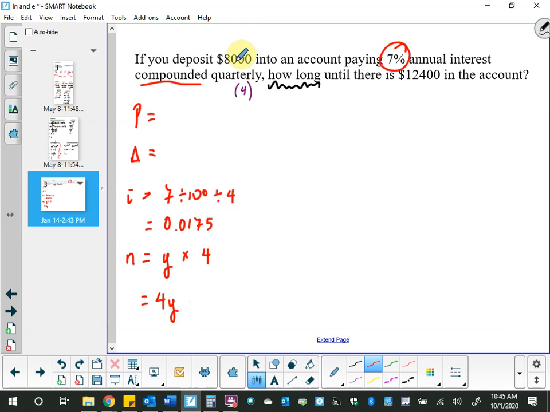I'm depositing $8,000, so that is the principal, the beginning amount. And I really want to end up with $12,400. Hope this is possible. Probably not at 7%. And then the main formula for this is that. So let's plunk in our numbers.